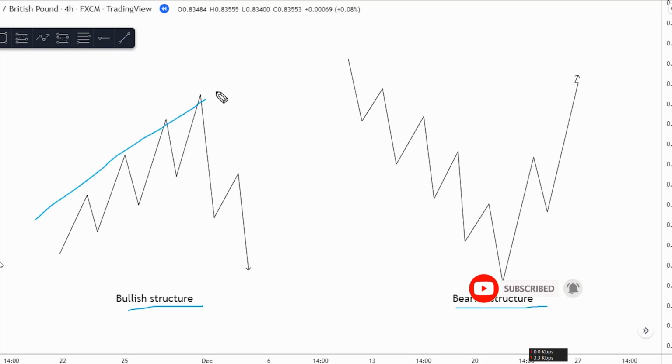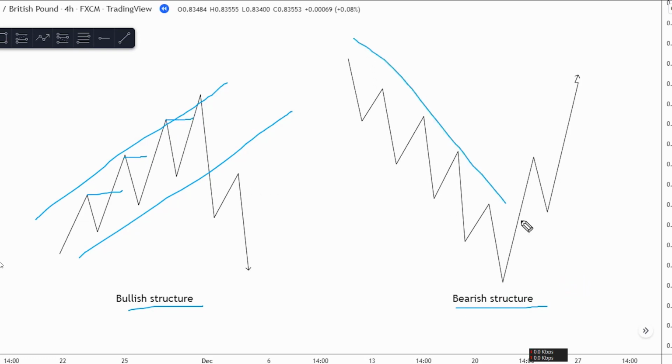In the bullish structures like this, we have multiple breakup structures to the upside by the body. And for the bearish structures, we have multiple breakup structures by the body to the downside.